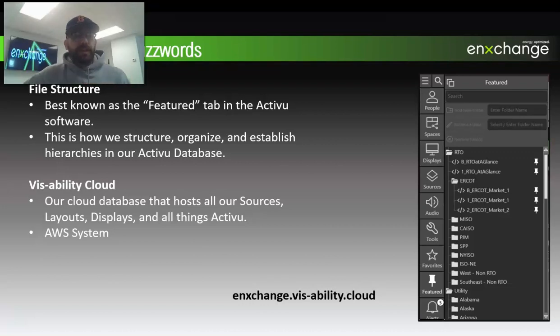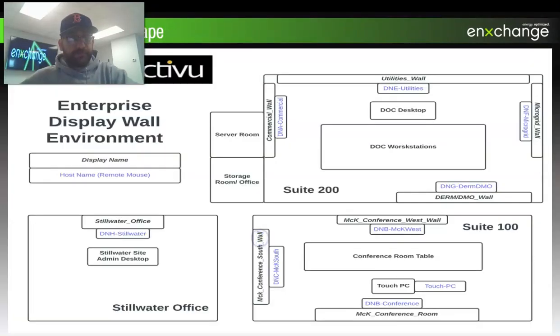Lastly is the visibility cloud, which is our cloud database that hosts all of our sources, layouts, displays, and all things Activu. As I said before, it runs on an AWS system. And this right here, inexchange.visibility.cloud, is basically the URL to get to that database. So that's what we would use to sign in to our desktop client.